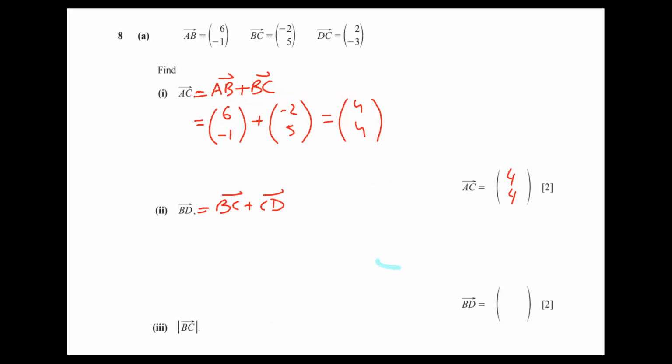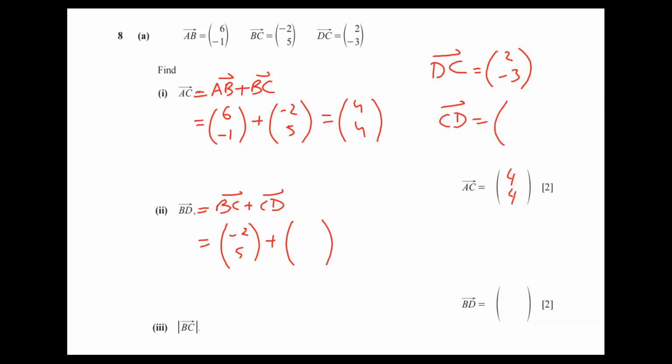So let's try to complete this part. First B to C, and then C to D. B to C we are given here, (-2, 5). But CD is not the same as DC. Whenever we change the direction, for example, we are given DC as (2, -3) and I want to write CD, only one thing changes: both signs change. Plus becomes minus and minus becomes plus, because the direction is changing. So (-2, 3). And adding the corresponding values, I get -4 and 5 plus 3, 8. So this part is also complete.